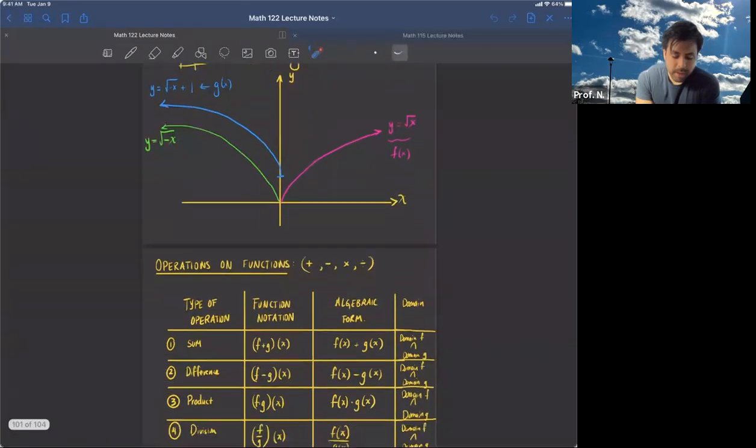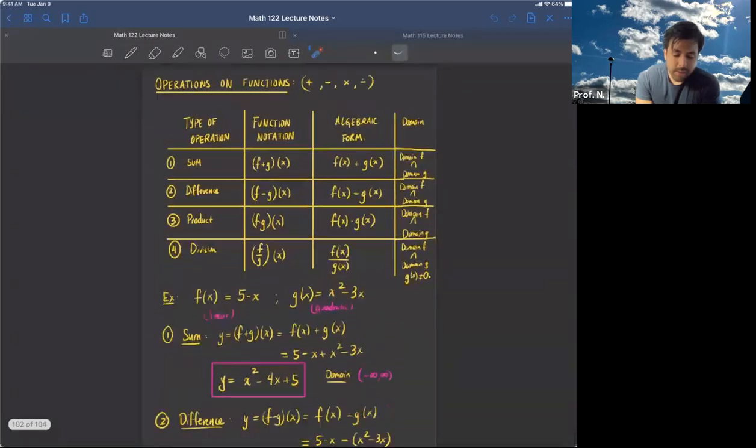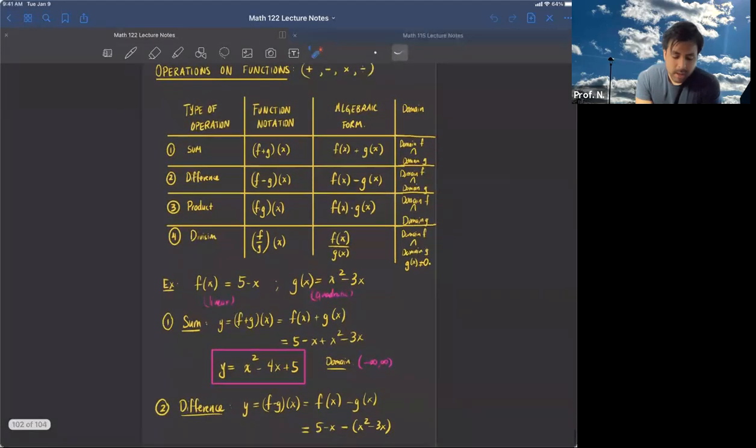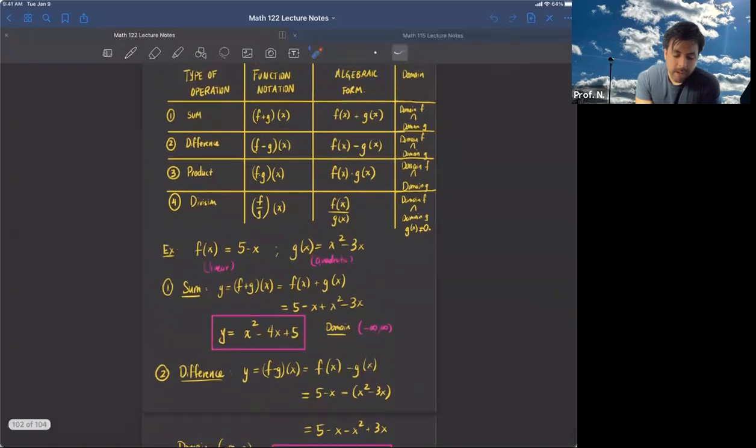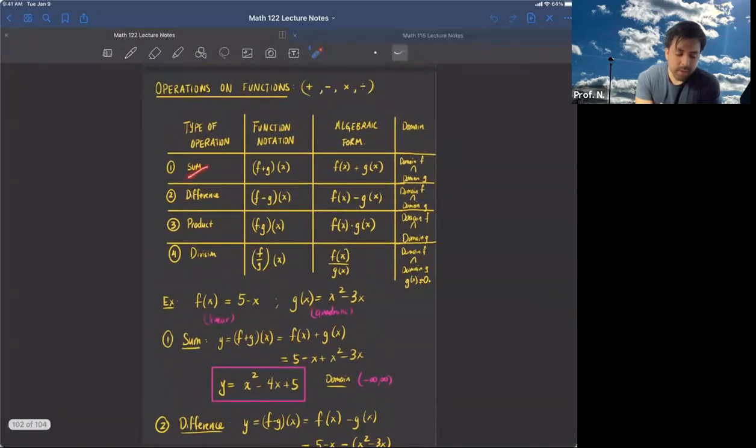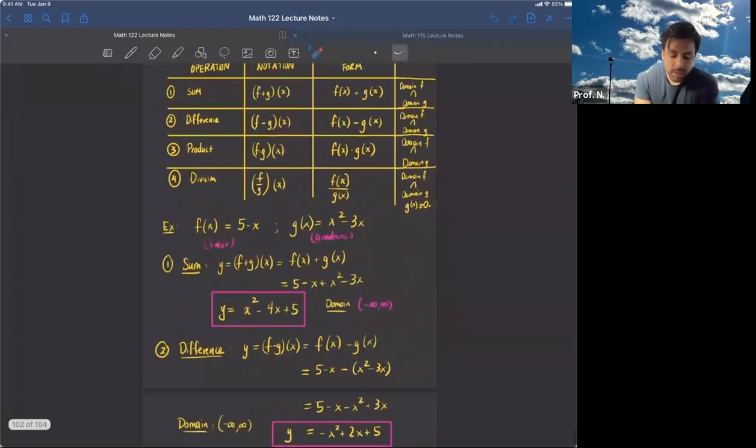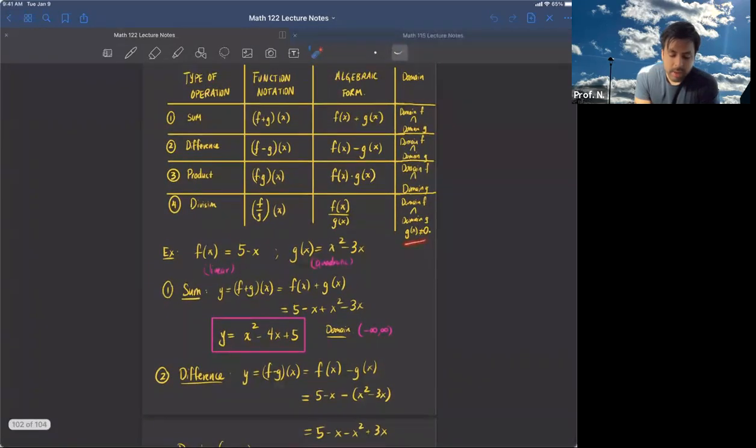And we were trying to apply these different transformations upon parent functions. And then we spoke about combinations of functions, right? We talked about the sum, difference, product, and the division of functions. And we discussed how the function notation looks for each kind of operation. And we also discussed how to figure out the domain, which is really just an intersection of the domains of the two functions.